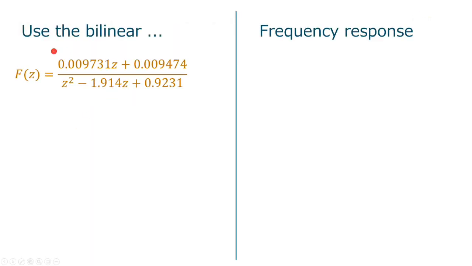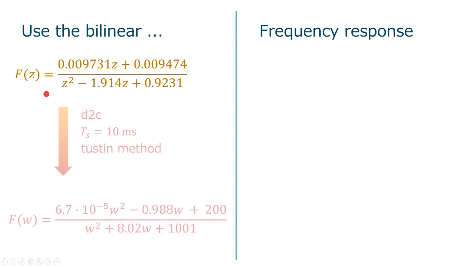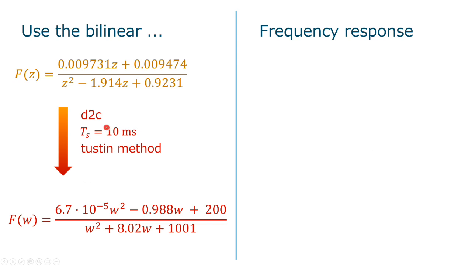Now we are going to use the bilinear transformation for going from the discrete to this continuous. We are going discrete to continuous, 10 milliseconds is already settled for the FZ, and we are using the Tustin method. Tustin because this is the bilinear transformation. And this is what we get. So a little bit strange, but it is what it is.